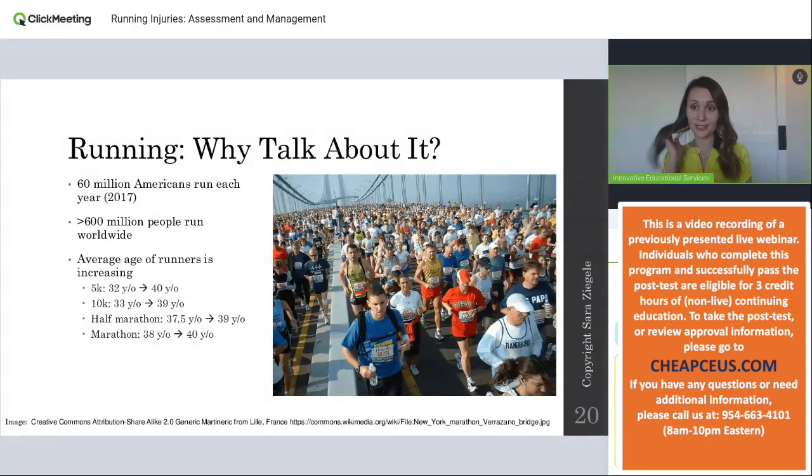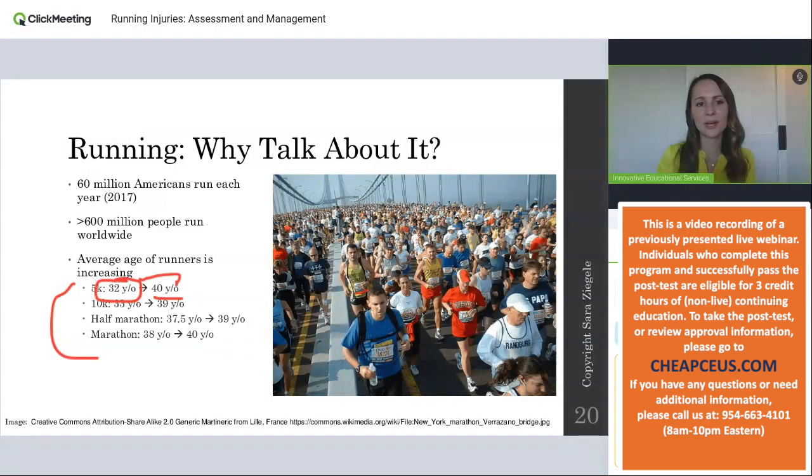So when, unfortunately, we age as human beings, we tend not to have fewer injuries. We tend to have slightly more. So as we look at the ages on this slide, we see that the 5K age used to average at 32, and today is closer to 40 years old. So our runners are having slightly more middle age problems than they used to when we were having these averages closer to our early 30s.